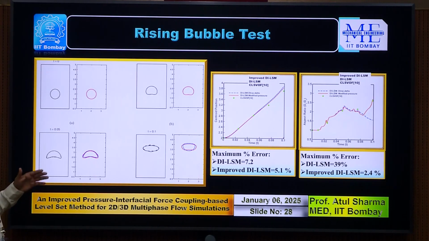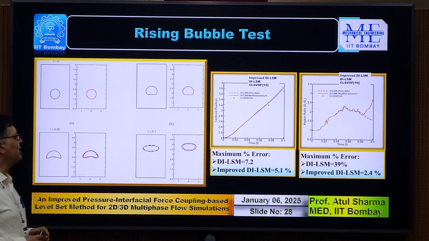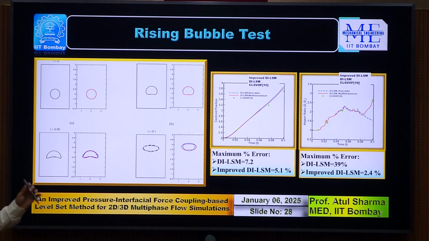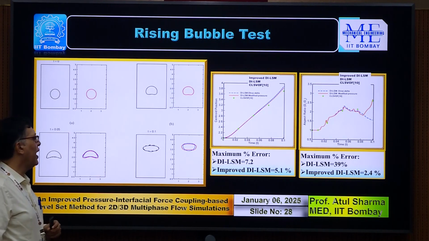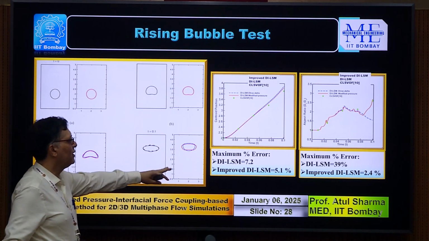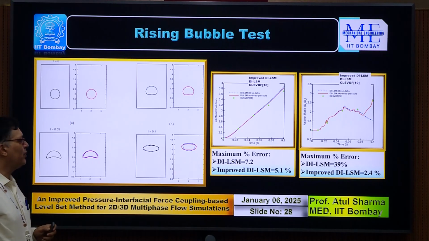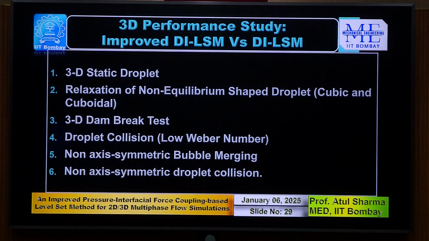Similarly, we compared the maximum error for the rising bubble. We plotted with respect to time the maximum error in the centroid position and the aspect ratio of the droplet. And the improved method gives a smaller error as compared to the traditional.